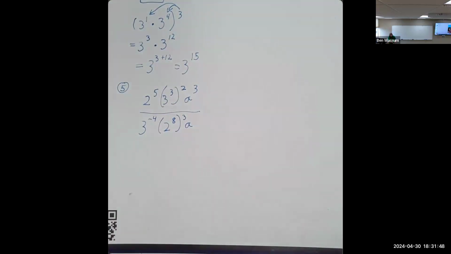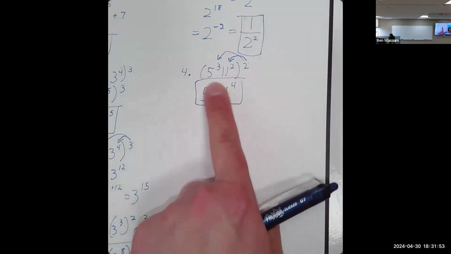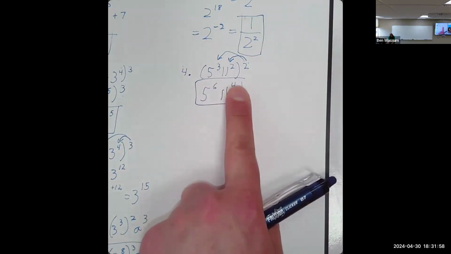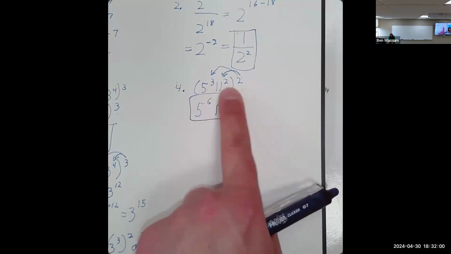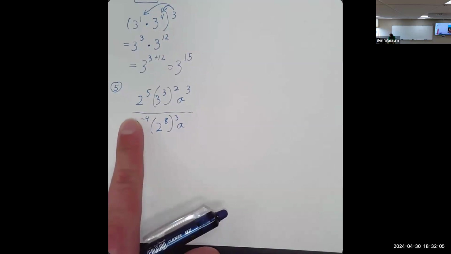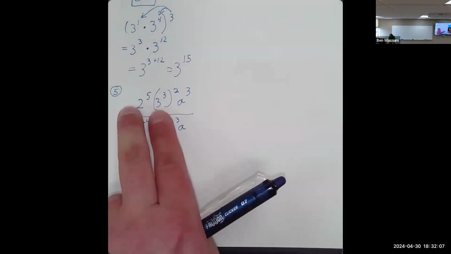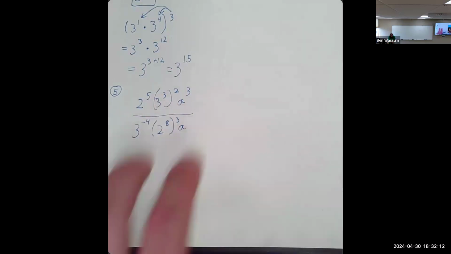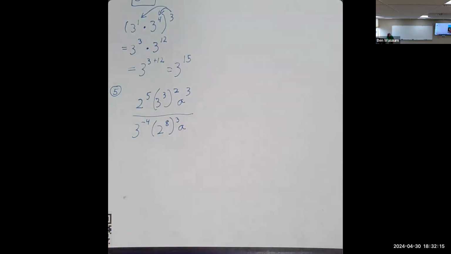As long as we keep in mind that things with a different base can't go together, like literally number 4 was basically almost like two little problems put together. We literally just multiply the 2 onto 2 separate things. Same sort of thing is going to apply here. I can't put this 2 together with this 3 together with this A. So the 2s are their own thing, the 3s are their own thing, and the A's are their own thing. And if you can do each of those individually, you can do this problem.